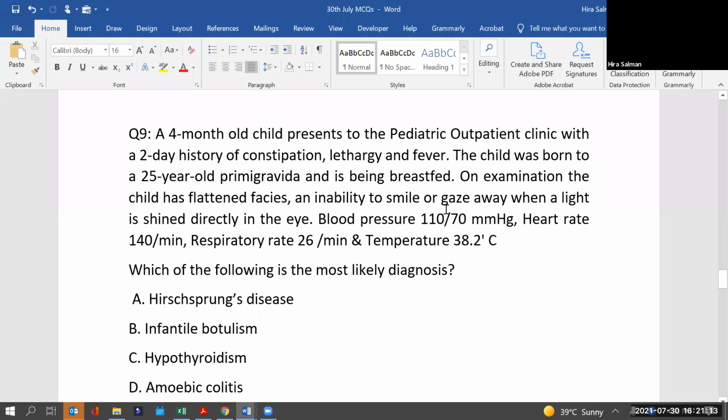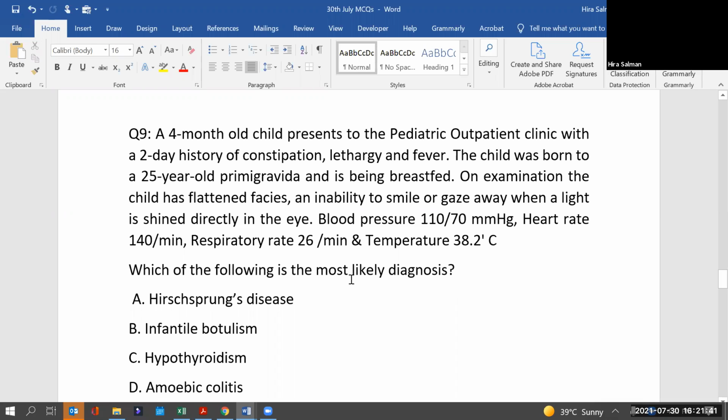Of course, why is the baby unable to smile? Because there is no tone in the muscle. There is no contraction. The contraction is not happening in the facial muscles. When a light is shined directly in the eye, you can see there is no constriction of the iris muscle as well. Blood pressure is okay. Heart rate is okay for 4 months. Temperature is high. Of course, infection is there. So it's most likely a bacterial Clostridium botulinum infection. Which of the following is the most likely diagnosis?